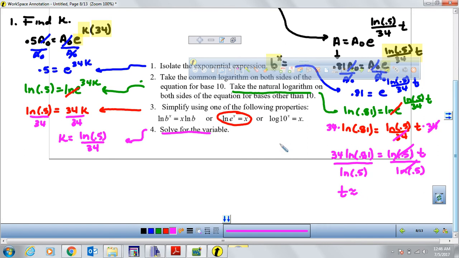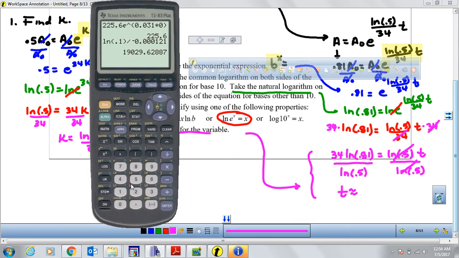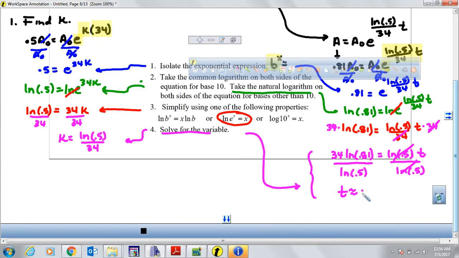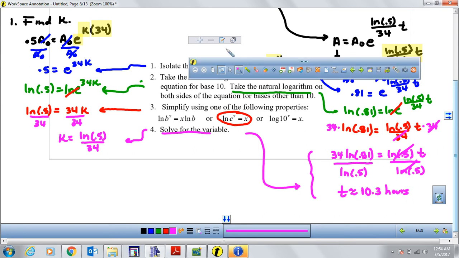So then we have to put it in the calculator to find the time. So we're going to put that in the calculator, and we're going to get the following. So it is 34 times the natural log of 0.81. Press enter there, and that divided by the ln of 0.5 and close the parentheses, and that gives me 10.3. So what does this mean? That it is going to take approximately 10.3 hours, the time is in hours, for this tranquilizer to decrease to 81% of its original dosage in the bloodstream.